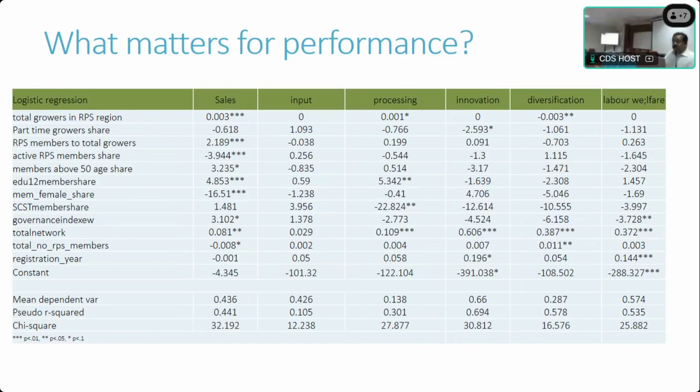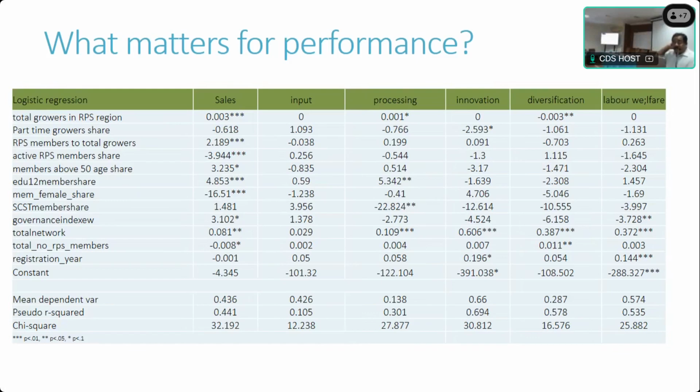Now, RPS members, the share of RPS members to total growers, has a significant effect on total sales, but it is important to see that it does not have any impact on input, processing, innovation, diversification, labor welfare, right? How many of the total growers are RPS members? That is important only for one particular activity, that is sales, and for the rest it does not matter.